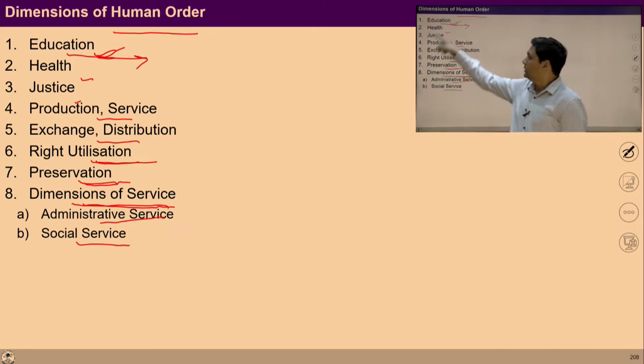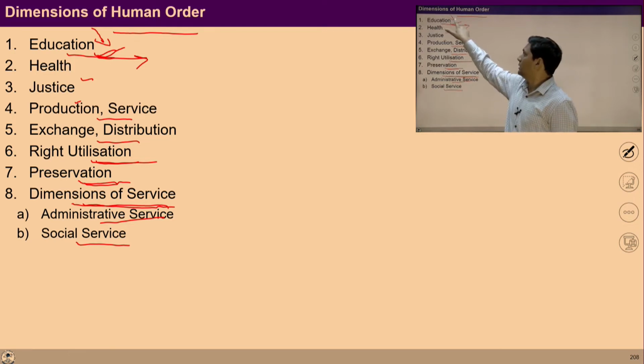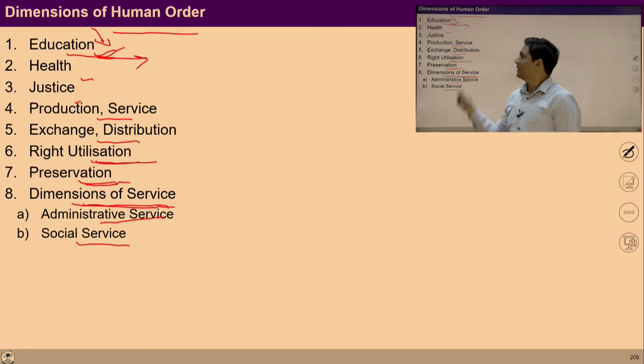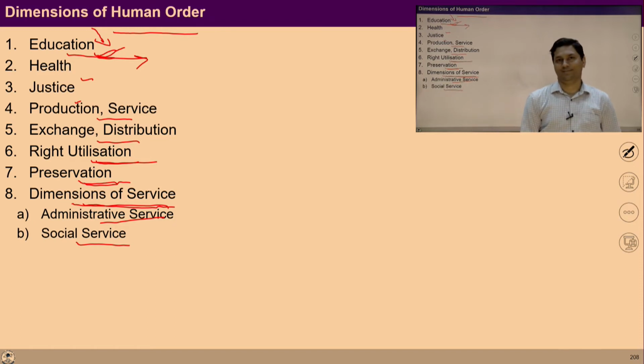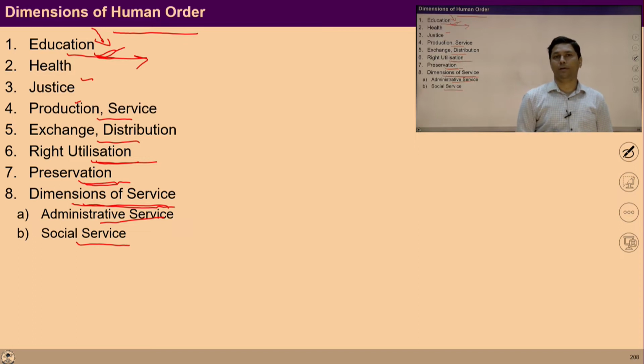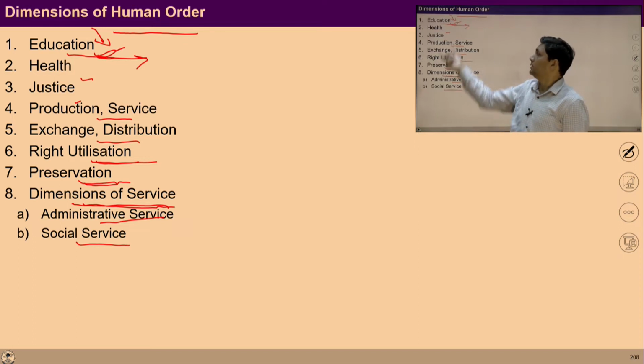So all these dimensions are interconnected, and the dimension of education plays a key role in ensuring the rest of the dimensions. So that's why the dimension of education is very important in ensuring this human order.